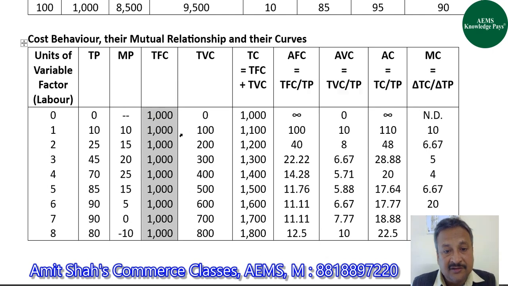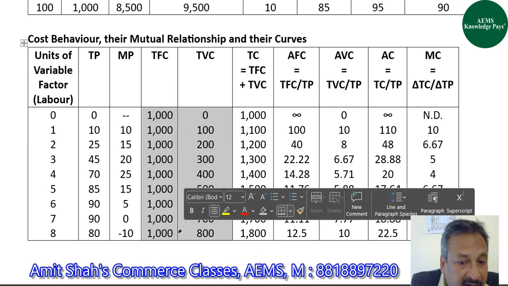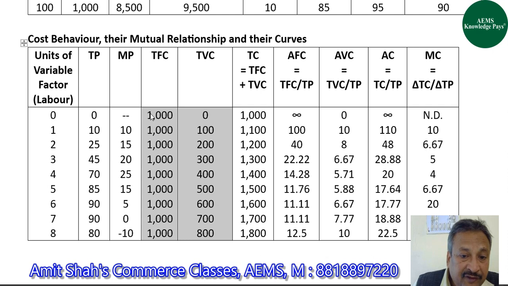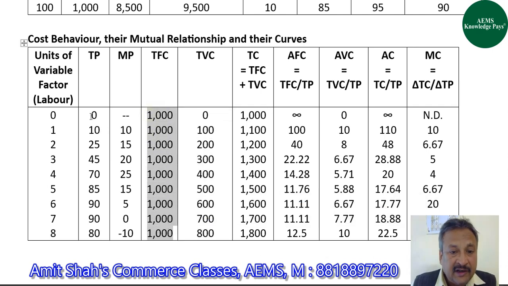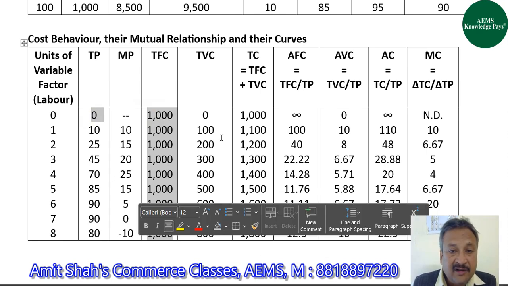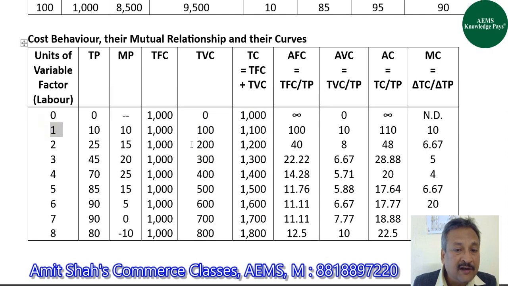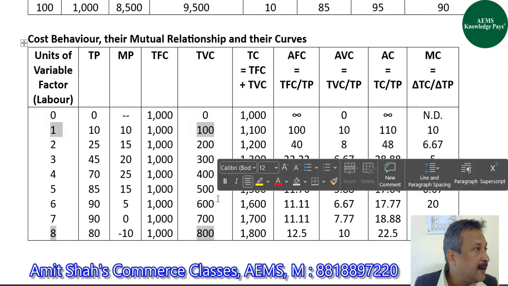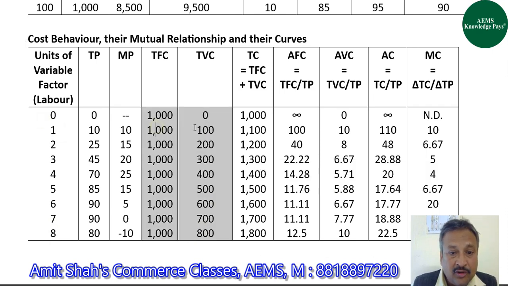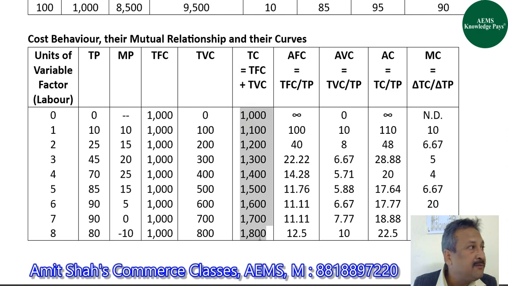These two data, TFC and TVC, I have taken hypothetically. So TFC is fixed, 1,000 rupees, whether we produce anything or we do not produce anything. TVC is the cost of labor. For each labor, the cost is rupees 100. So for one labor it is 100, and for 8 labors it is 800, and so on. Am I clear? TC is the sum total of these two, that is TFC plus TVC is TC. So initially it is 1,000, then it is increasing by rupees 100 every time we insert one more labor.